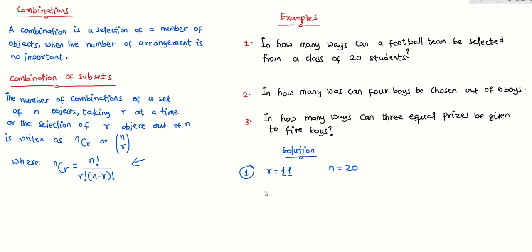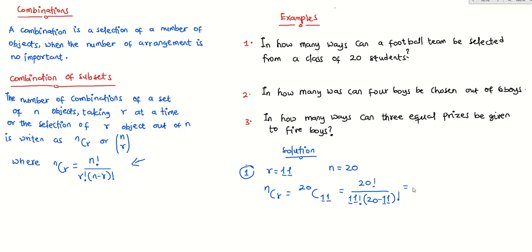So in this case, you're going to have nCr, which will be equal to 20 combination r, which is 11. Okay, and then this will be equal to 20 factorial divided by r factorial, which will be 11 factorial, multiplying 20 minus 11 factorial.